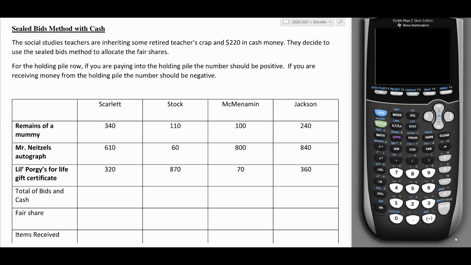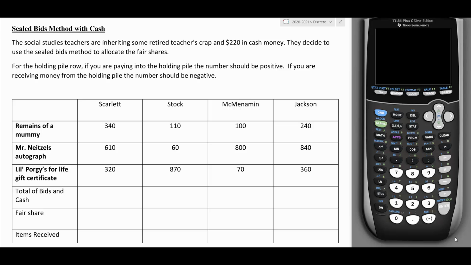We're going to continue studying sealed bids method, and this time we are going to introduce the concept of cash. All right, so we've been doing sealed bids method with just strictly items that have a certain monetary value to certain people, but sometimes in an inheritance or in an estate, there's also just a bit of cash. For instance, if you were inheriting something from a deceased relative, maybe they had a savings account at the bank that just had money in it, or something like that. So sometimes we need to factor in just straight up money.